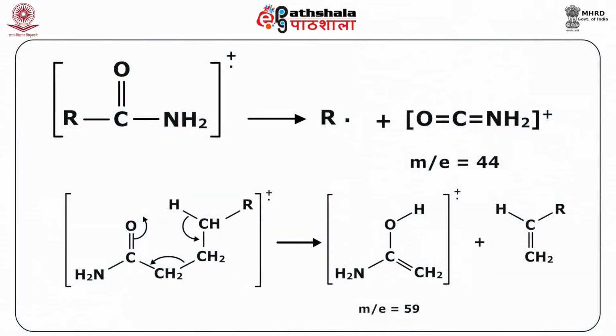The molecular ion peak is usually observable. Primary amides have a fragment ion peak at m/z value of 44, mainly due to beta cleavage and loss of the alkyl group.